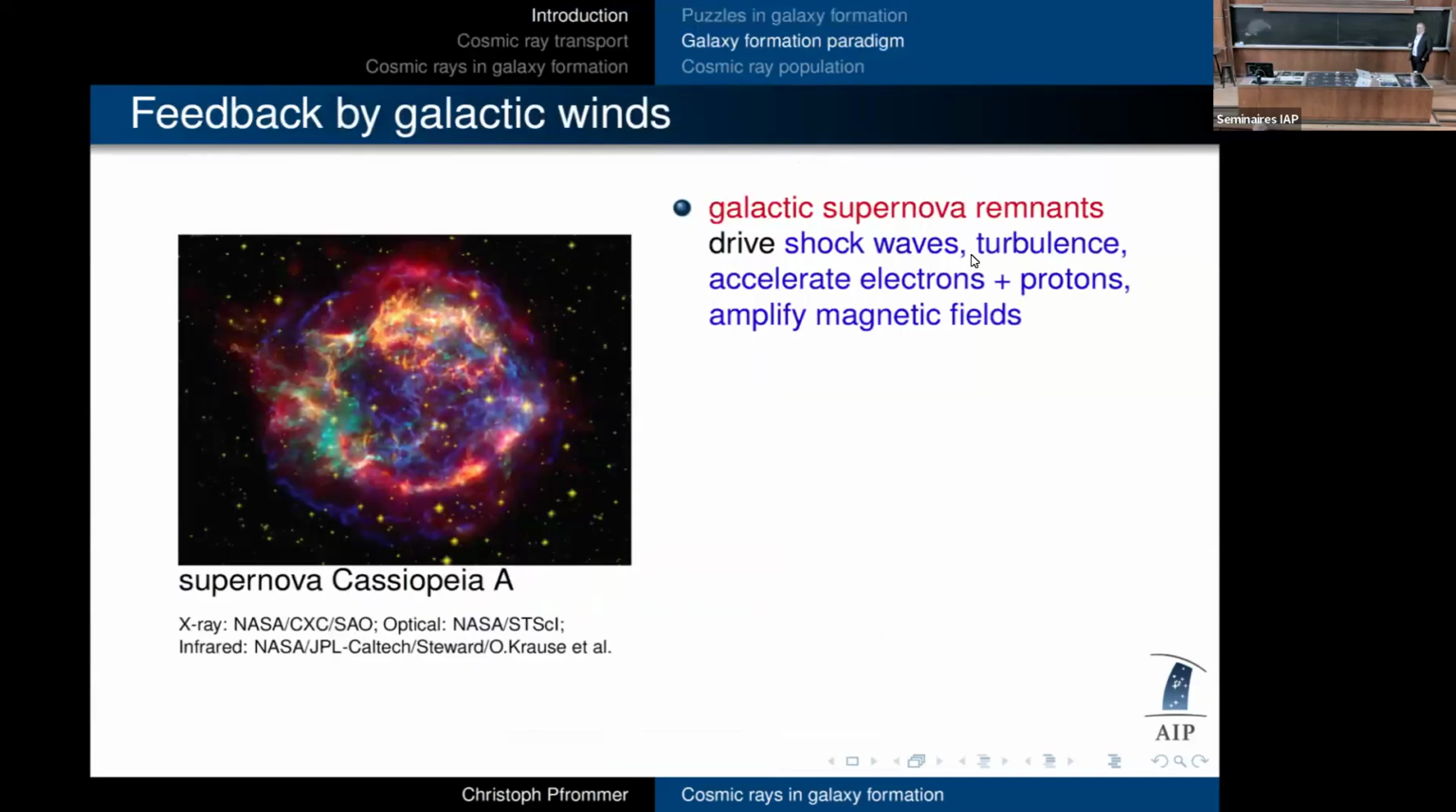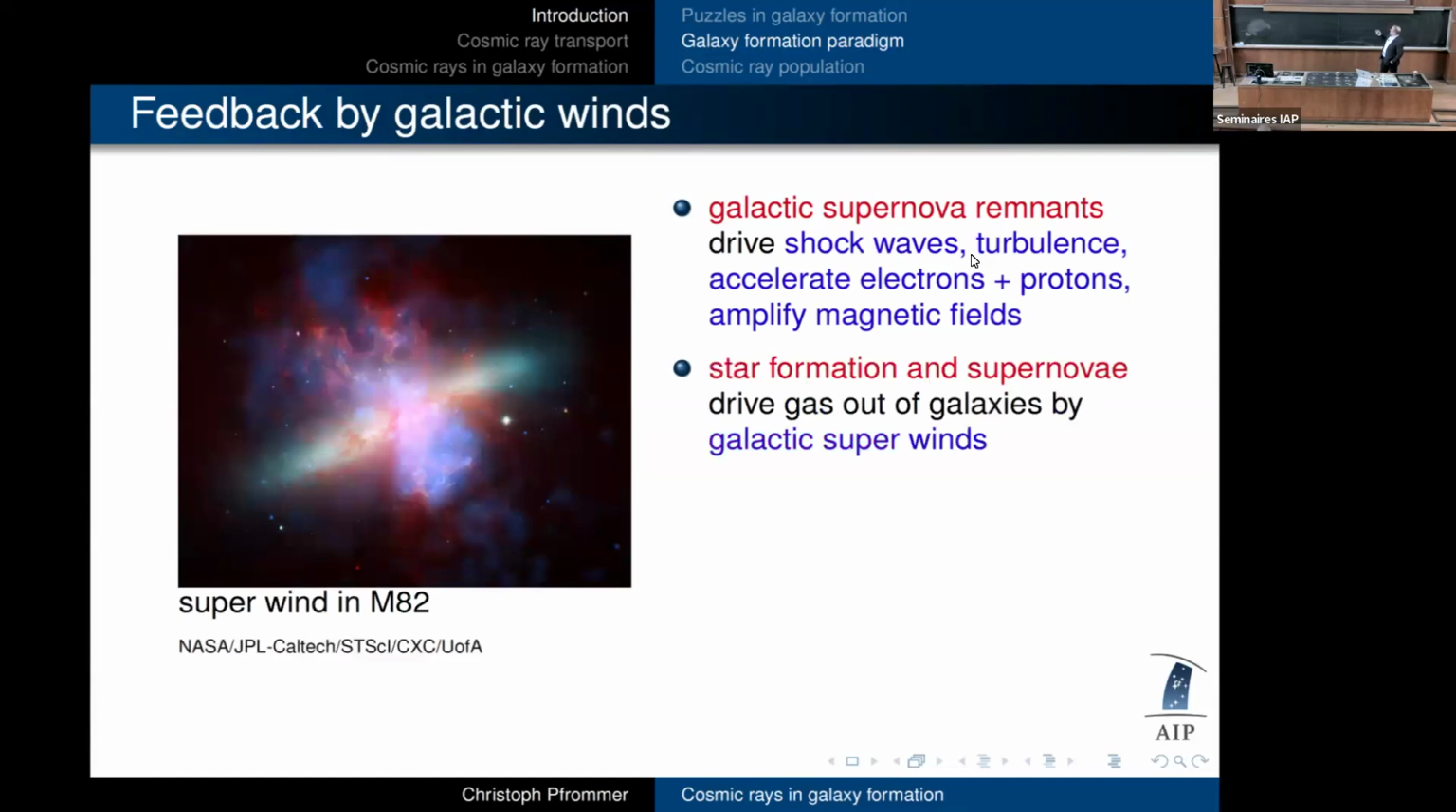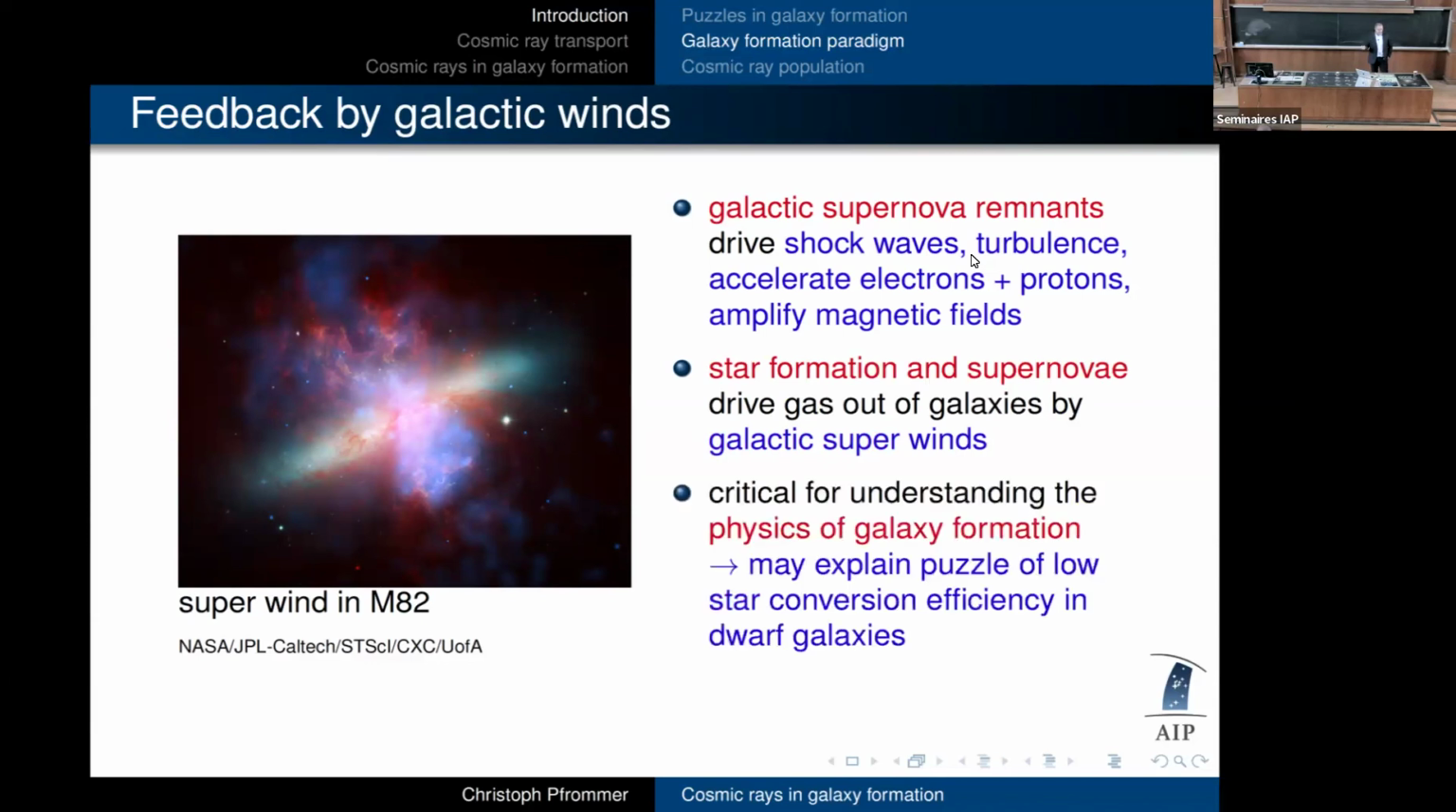Now, one of the ideas that has been floating around is that once you drive gas out of galaxies, it can't form stars. So this is the galactic wind paradigm. How does this work? Let's look into the interstellar medium. Once a massive star gets to the end of its lifetime, after a few million years, it dies in the form of a supernova remnant and drives a shock wave into the surrounding interstellar medium. This accelerates electrons and protons and can amplify magnetic fields. The collective action of star formation and supernovae then apparently drives the gas out of galaxies in the form of these galactic superwinds. And this, so the story goes, is critical for understanding the physics of galaxy formation. This may explain the puzzle of the low star conversion efficiency in dwarfs.